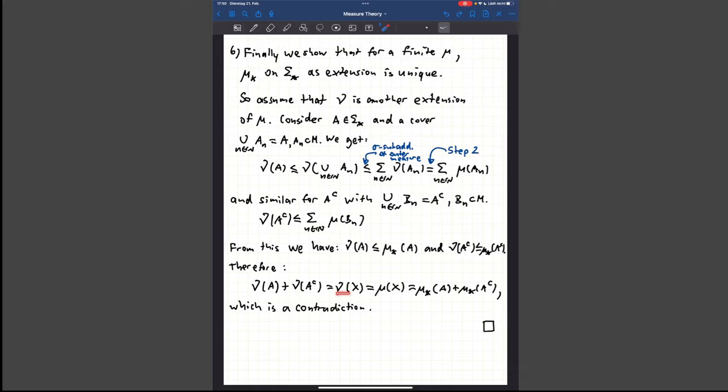And this is, of course, a contradiction. We assumed that it is another extension, but we showed that they're the same, so this was false, and the extension is unique. And we're done with the proof of the extension theorem. Thank you for your attention.